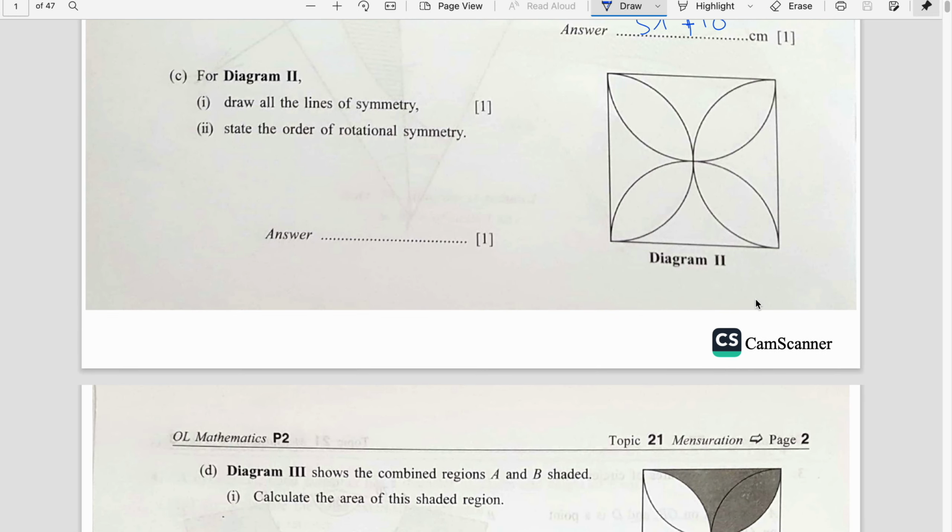C part. For diagram 2, draw the lines of symmetry, state the order of rotational symmetry. If you remember this topic, you have 4 lines of symmetry for this shape. 1, 2, 3 and 4. So 4 lines of symmetry, and order of rotation is again 4 in this case.